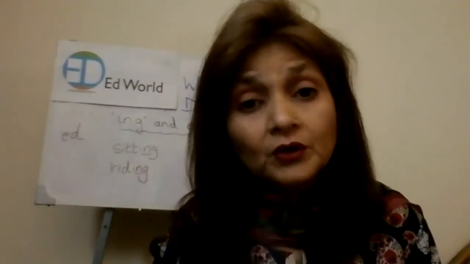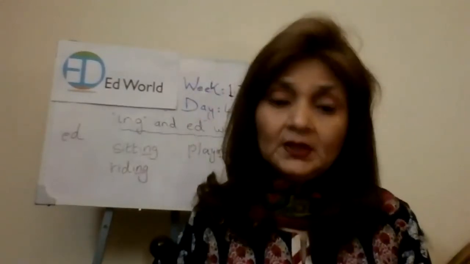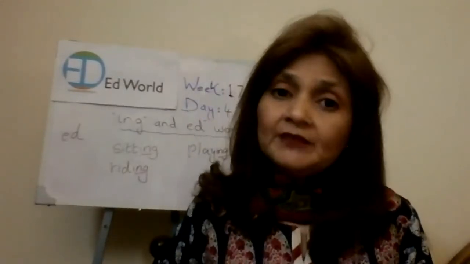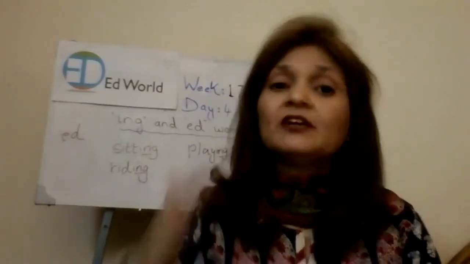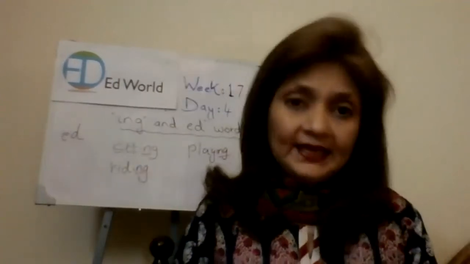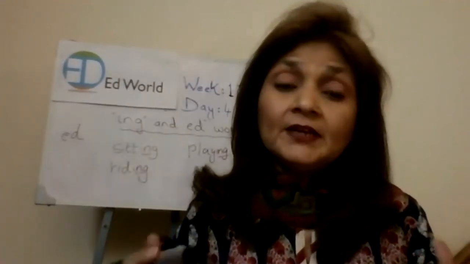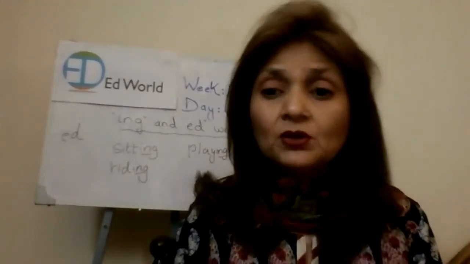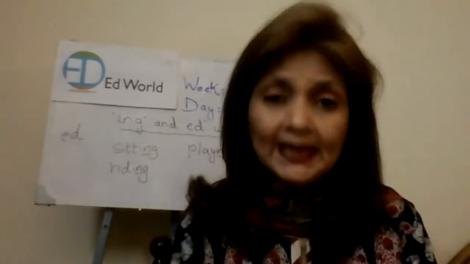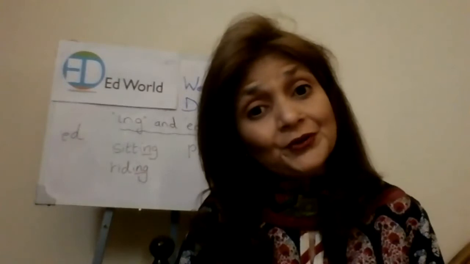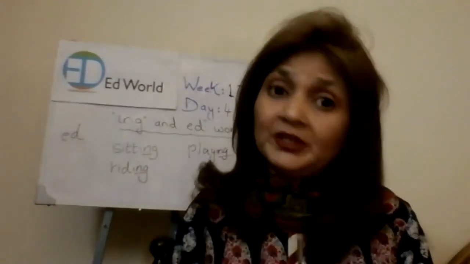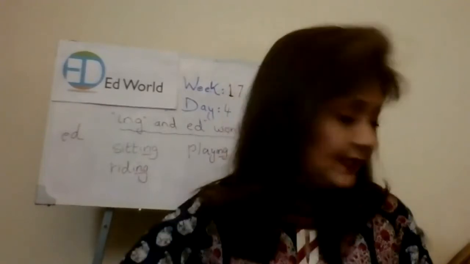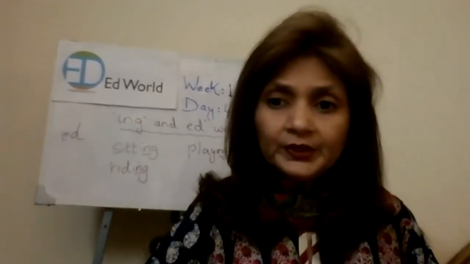So children, always remember that if you are talking about something which is happening right now, you are going to use the doing words with ing. Whereas if you're talking about something which already happened before, you are going to put ed at the end of the doing words. You got my point? Like suppose I'll show you few words.